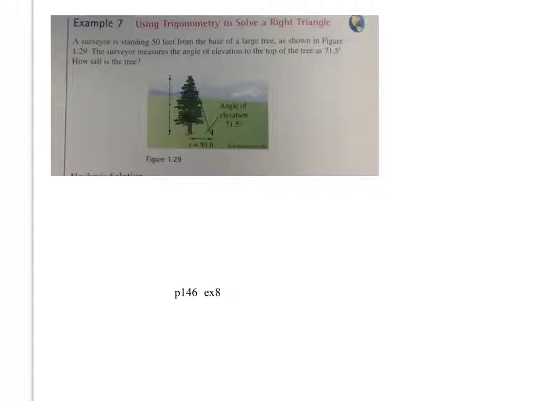So in order to do this, the first thing we look at is let's sketch out our triangle that we're given. We have the tree, that would be our vertical line. We have the ground, that's a horizontal line. And then we have this angle of elevation that goes up to the top of the tree. Now we're told that this angle right here is 71.5 degrees. We know we are 50 feet away, so our adjacent side is 50. And the question asks us how tall is the tree. So we're trying to figure out the opposite side.